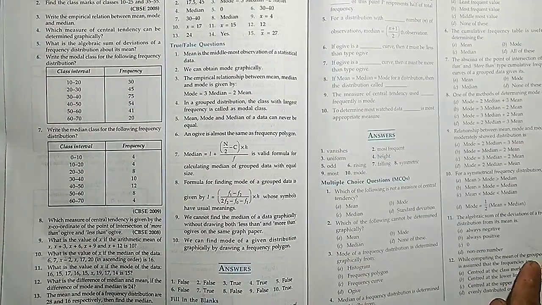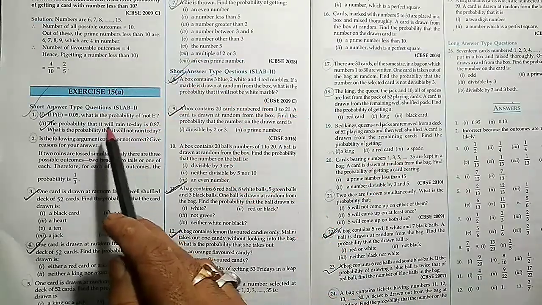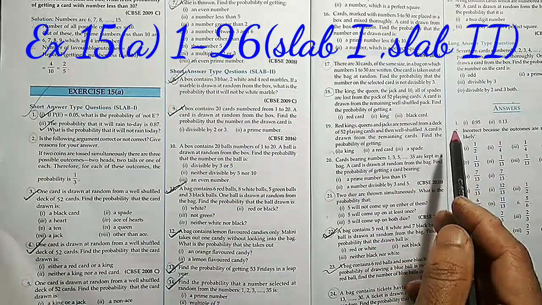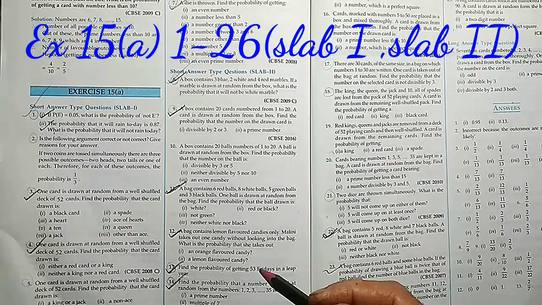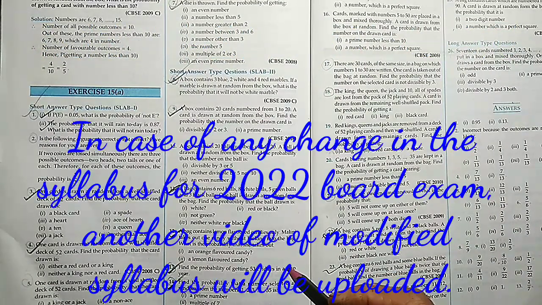Now the last chapter, that is probability. In chapter 15, in 15a, starting from 1 up to question number 26, all the sums you have to prepare. As per the latest notification from the board, this is the syllabus for next year, that is the 2022 March board exam. Though depending on the situation, the board may change the syllabus.